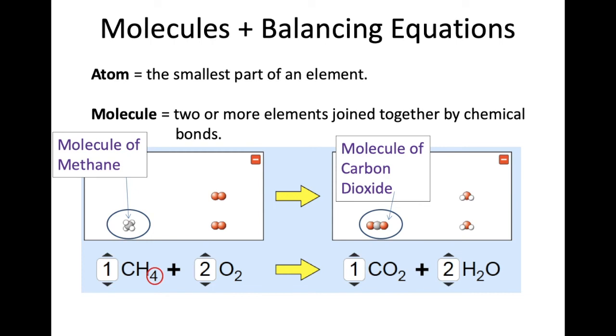What we're trying to balance is how many of each individual atom are on each side of the equation. The reactants versus the products need to be equal. So here we see we have 4 total hydrogen on the left side, 2 total oxygen, and 1 carbon.